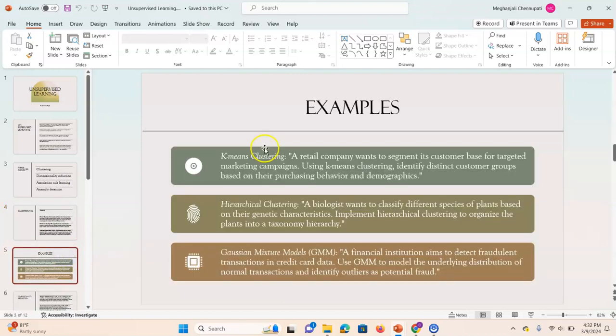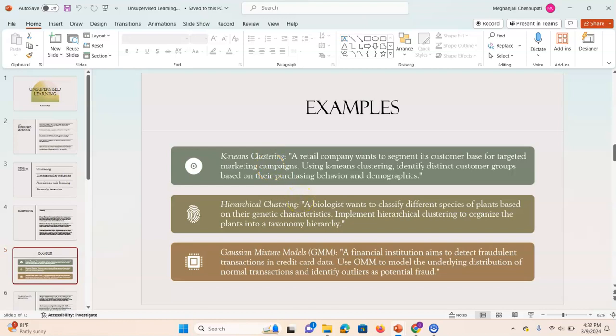So let us consider an example. For k-means clustering, I am giving a simple example. If you have a retail company and you need to segment your customers for marketing campaigns, how can you do it? You just use k-means clustering by identifying the distinct groups, and based on the purchasing behavior, you can adjust for all their demographics. So this is the k-means clustering example.